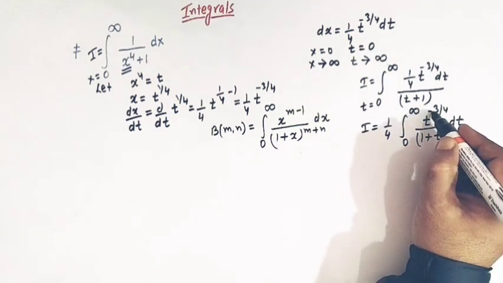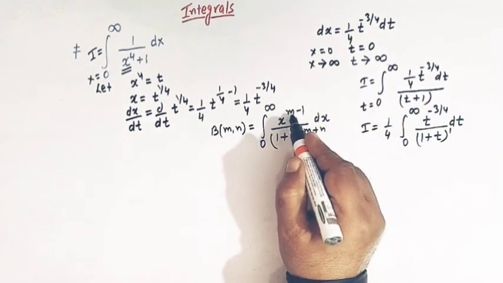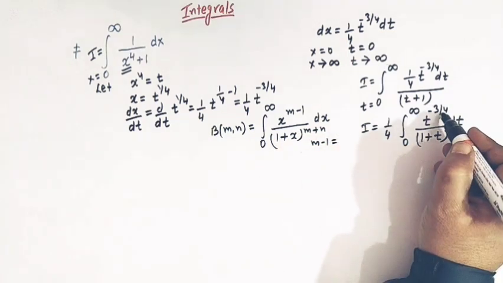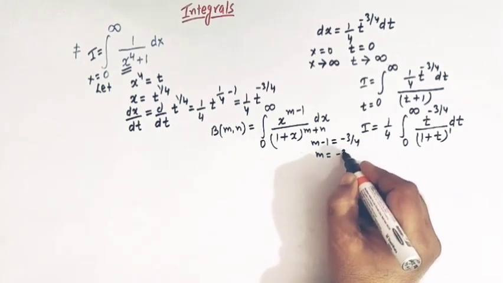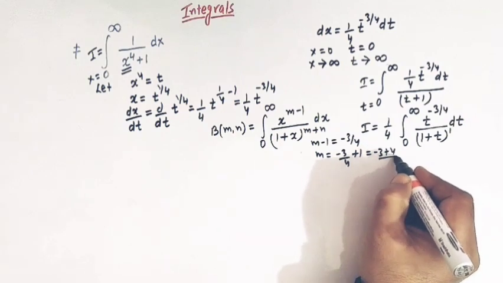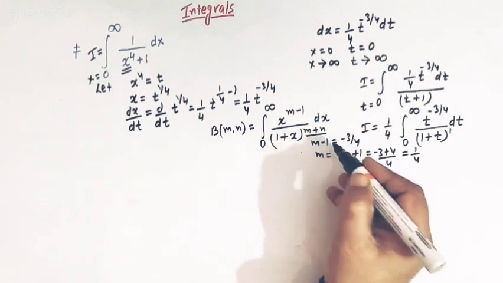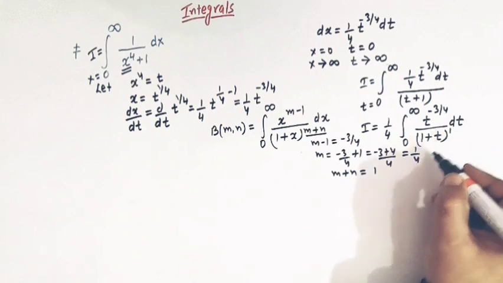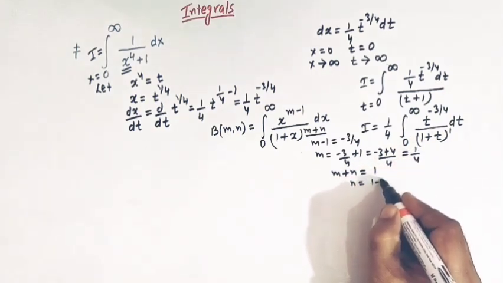And here we have t raised to minus 3 by 4. So let us compare these two integrals to get the values of m and n. So m minus 1 can be taken as minus 3 by 4. So m is minus 3 by 4 plus 1, that is minus 3 plus 4 over 4, that is 1 over 4, right? And m plus n may be taken as equal to 1, right? So m is already 1 over 4, so n is 1 minus m.